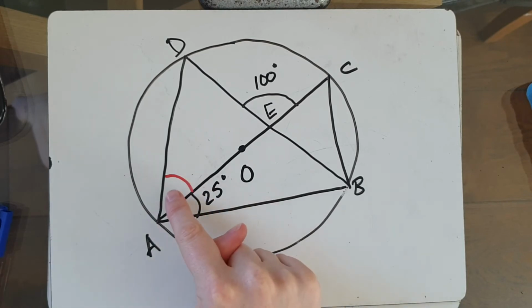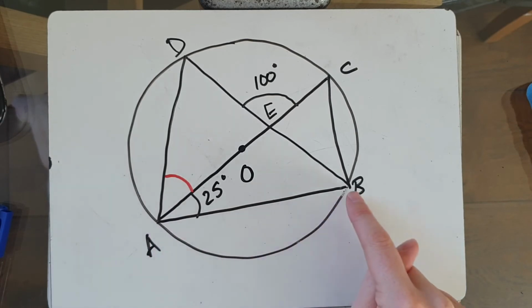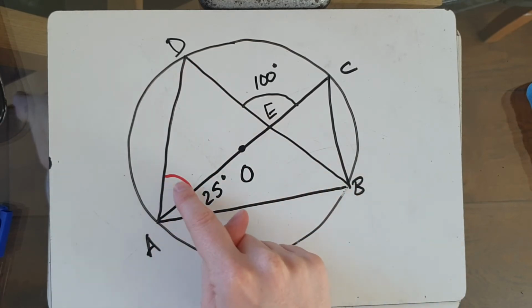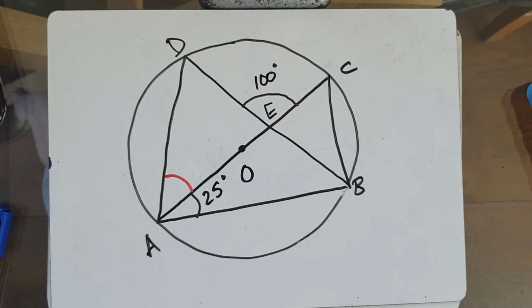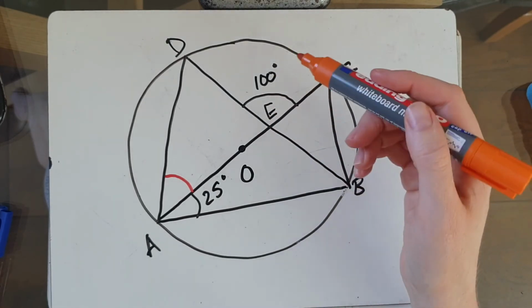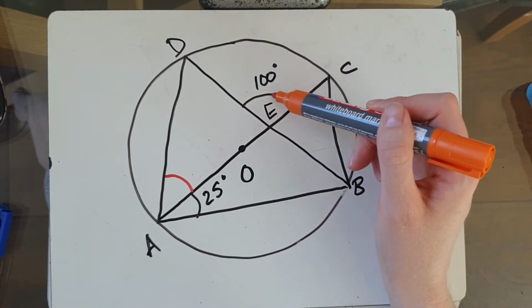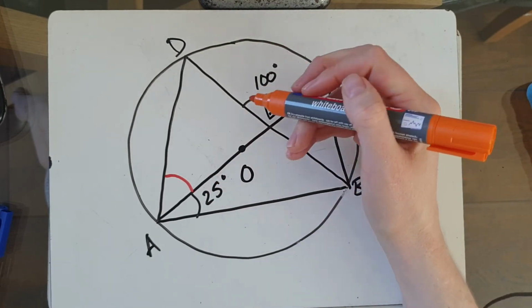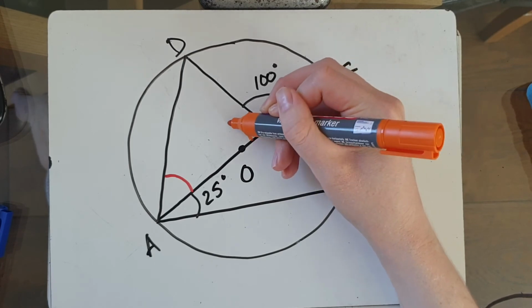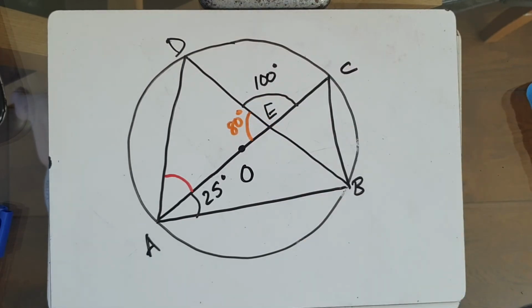Now, what immediately strikes me about this is that this red angle plus the 25 we already know sits in this big triangle. This red angle here sits in this triangle here. So can I use either of those things to make this question easy? Well, I'm going to fill in a couple of angles that I can immediately fill in from what I've got already. So I've got this 100 degrees here and it's on a straight line. Angles on a straight line add to 180. So this angle here is 80 degrees.